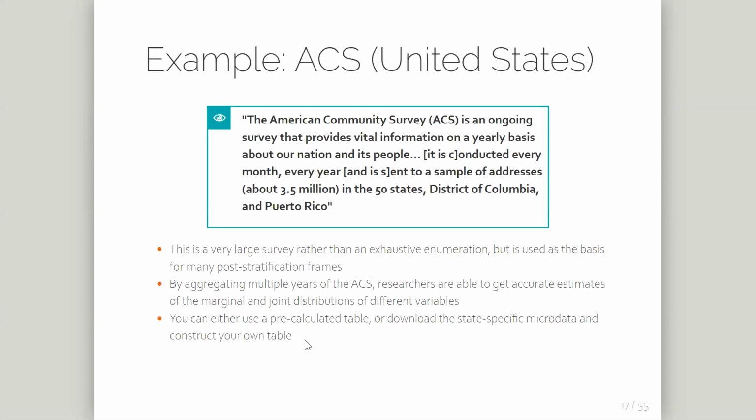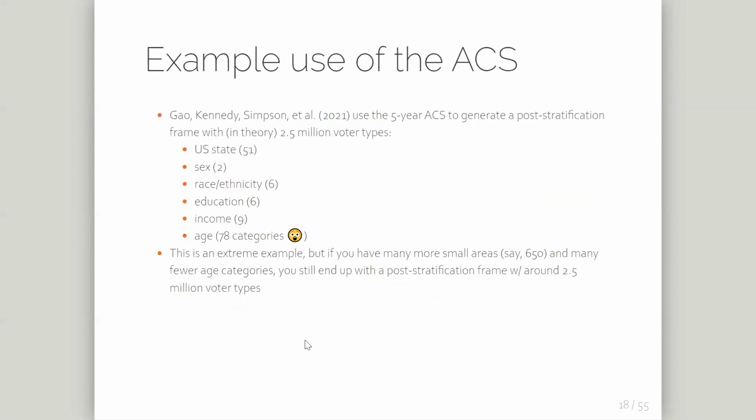It's fairly easy to find code for that. An example might be a recent methods paper by Gao, Kennedy, Simpson and colleagues. It's a methods paper, so they go overboard a little bit, but they download the 5-year aggregate of the American Community Survey, and they end up with a post-stratification frame with 2.5 million types. So all the combinations of state, sex, race/ethnicity, education level, income, and then age. They include single years of age just because they're doing something slightly funky with the age predictors. Don't do that. Collapse your age categories.